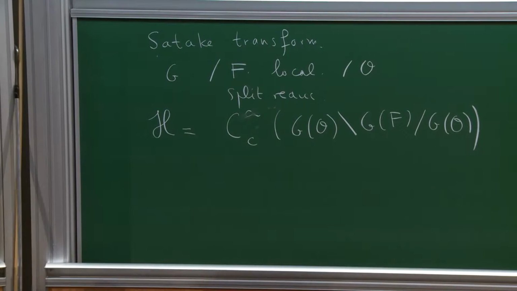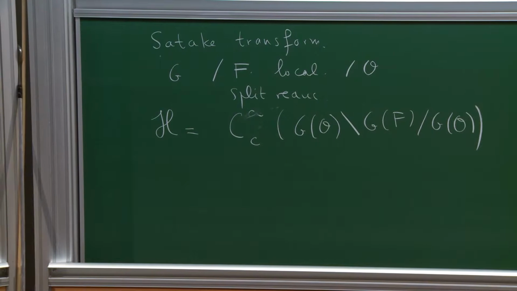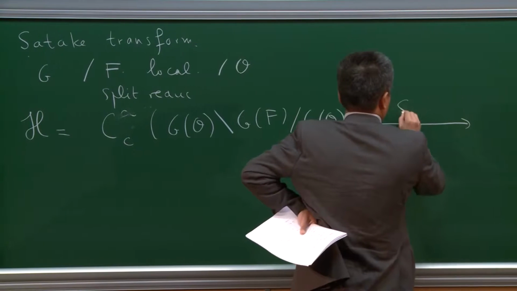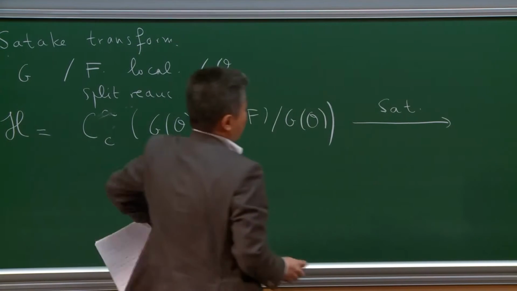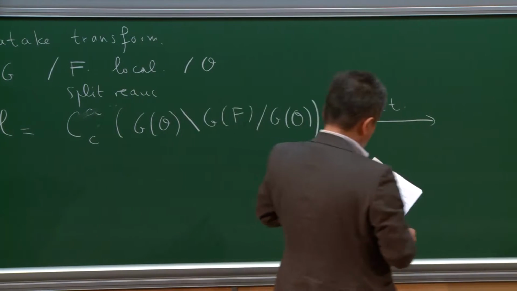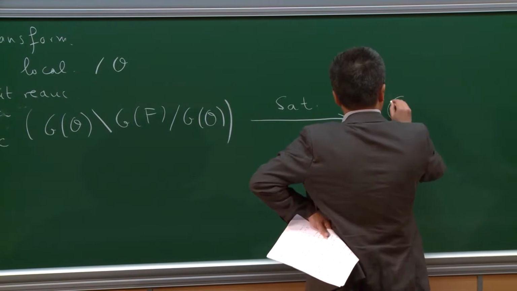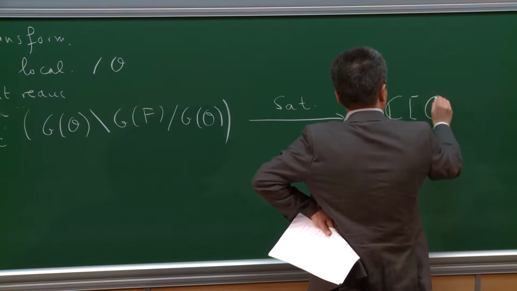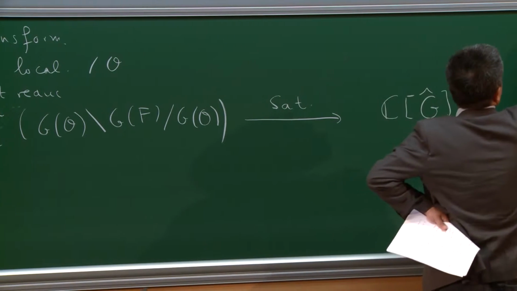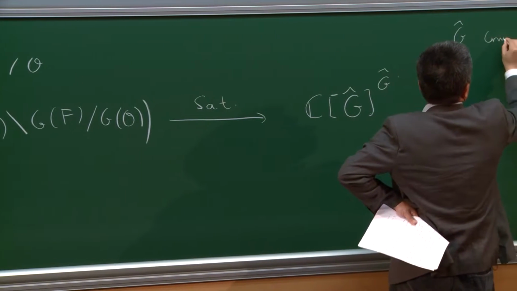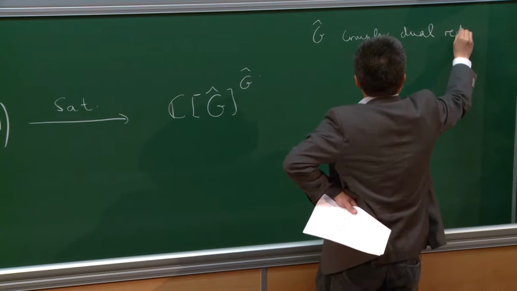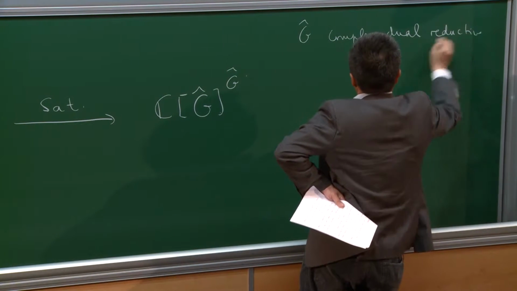This is known to be a commutative algebra, and by the Satake isomorphism, I can identify it with the algebra of functions on the dual group. So G hat is the complex dual reductive group.